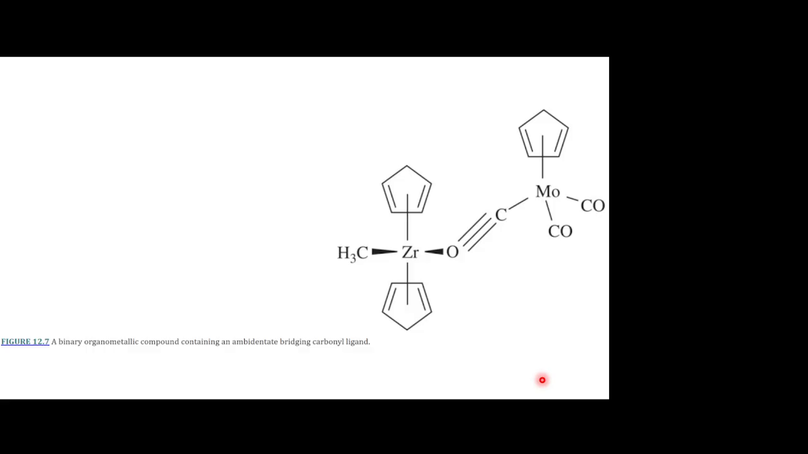I don't know. All right, so this is your binary organometallic compound. It's going to contain an ambidentate bridging carbonyl ligand here. And it's actually pretty wild looking, isn't it? So again, binary organometallic. Everybody's comfortable with that language, right? Binary because two metals. Organometallic because metal and organic right there, of course. And ambidentate because it's binding to each side of this ligand, right? So ambi, both sides, like your hands.